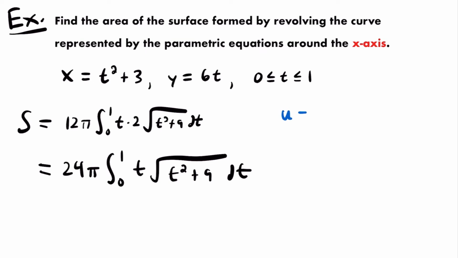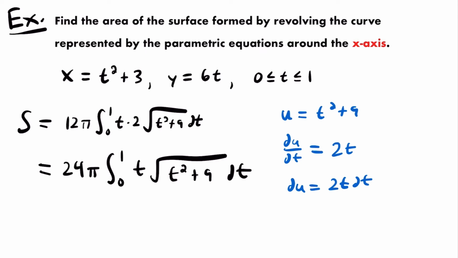So if we let u equal t squared plus 9, the derivative of that, du dt, will be equal to 2t, because the derivative of t squared, if we use the power rule for derivatives, will be 2t. We multiply that 2 down and subtract 1 from the exponent. And then the derivative of 9 is 0 because 9 is a constant and the derivative of a constant is 0. So du dt is equal to 2t.